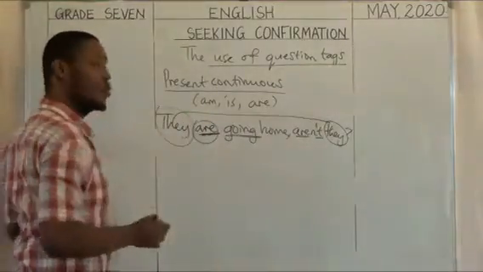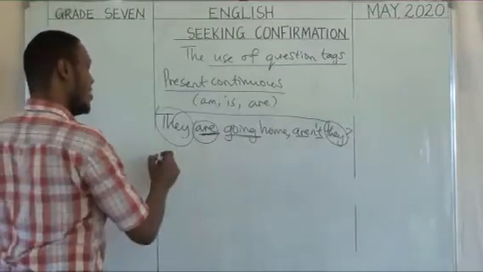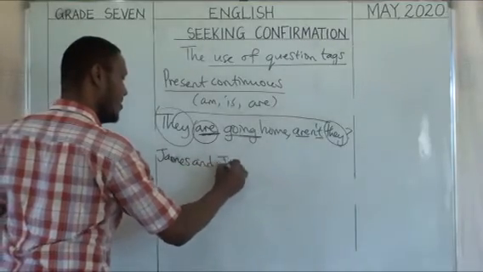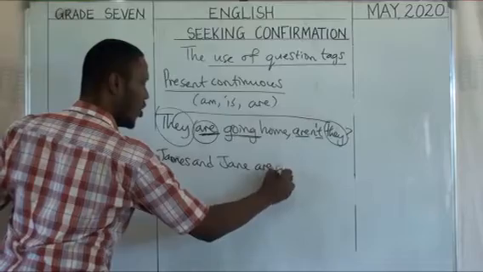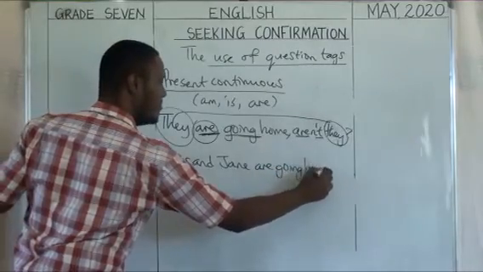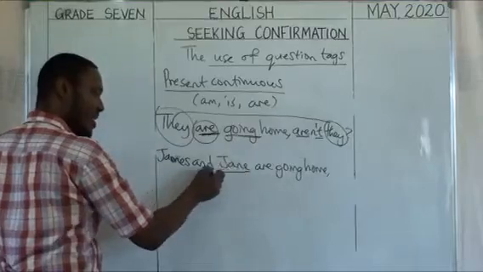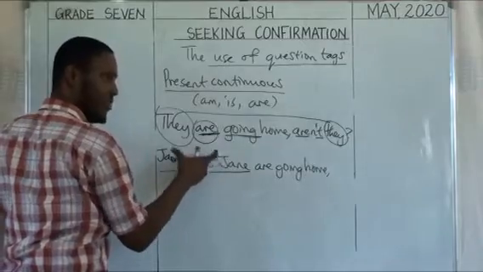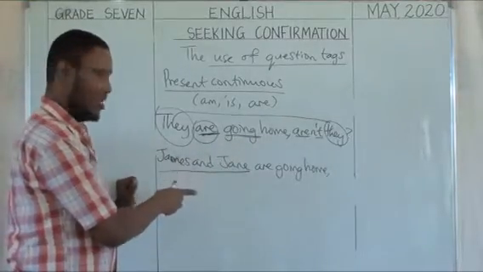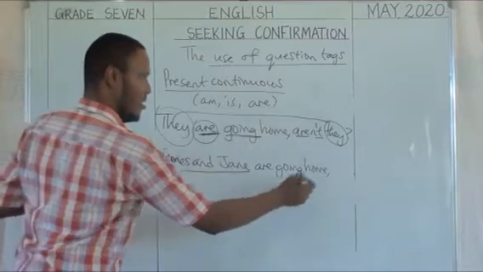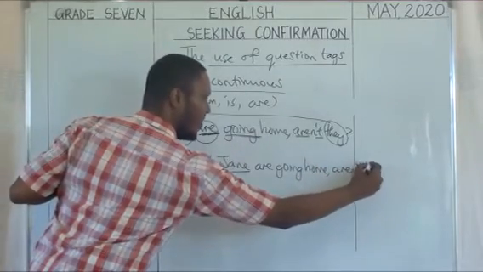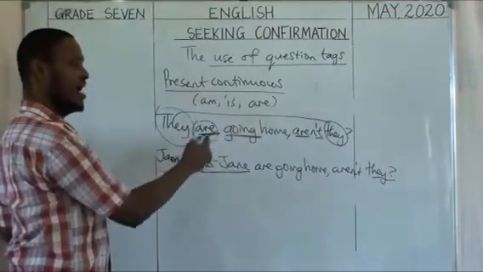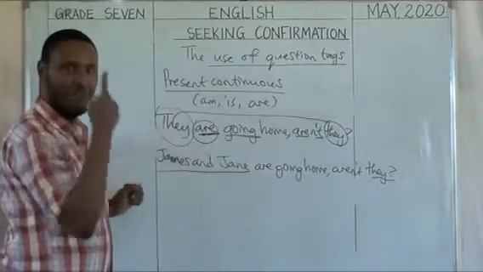Now, this they can also be replaced by real names. You say, James and Jane are going home. So when you have this one, we always use the helping verb, and we always use the pronoun that stands for the subject in the statement. So, James and Jane are going home, aren't they? It remains the same. James and Jane is they, third person plural.